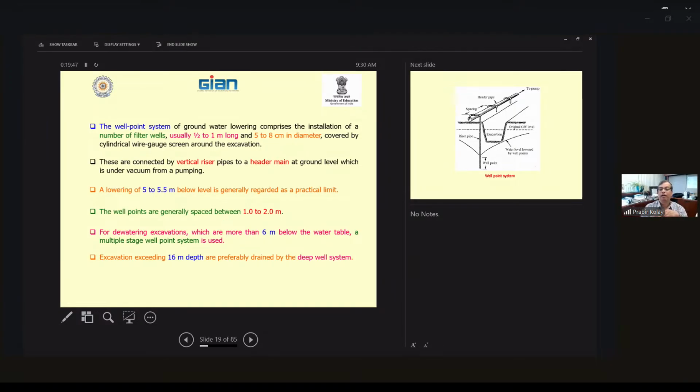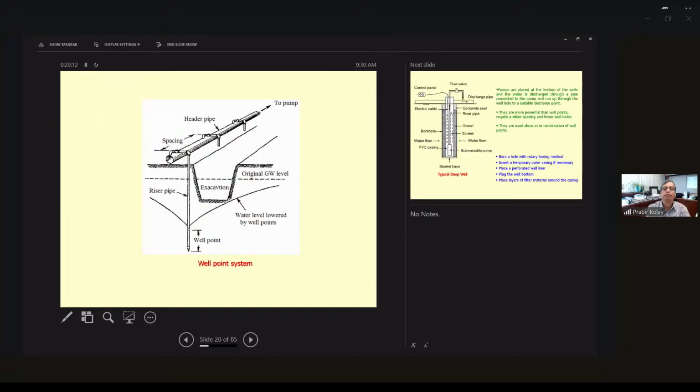And if you want to lower the water level more than 6 meters, then you need to use not only single points, you need to use multiple stages. Okay. And if you want to lower the water table more than 16 meters, then you have to use the deep well system. So there is the single-stage well point and the multiple-stage well point. If you want to go deeper, then use a deep well system.